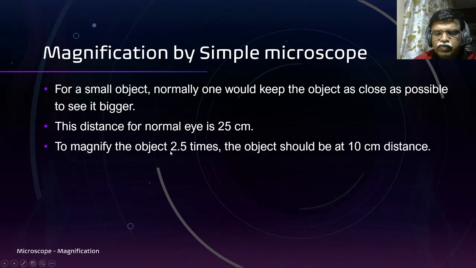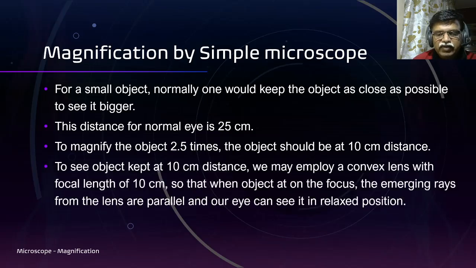To magnify the object 2.5 times, the object should be kept at 10 centimeter distance. Then the angle will be 2.5 times larger, and therefore we will see that as 2.5 times bigger. However, we can't see an object kept at 10 centimeter without any extra help. So we may have to employ a convex lens with a focal length of about 10 centimeter. When the object is kept at the focus of the lens and the lens is almost touching your eye, the emerging rays from the lens are going to be parallel, and our eyes will be able to see it in a relaxed position, as if the rays are coming from a very distant object, and the eye will be in the most relaxed position.